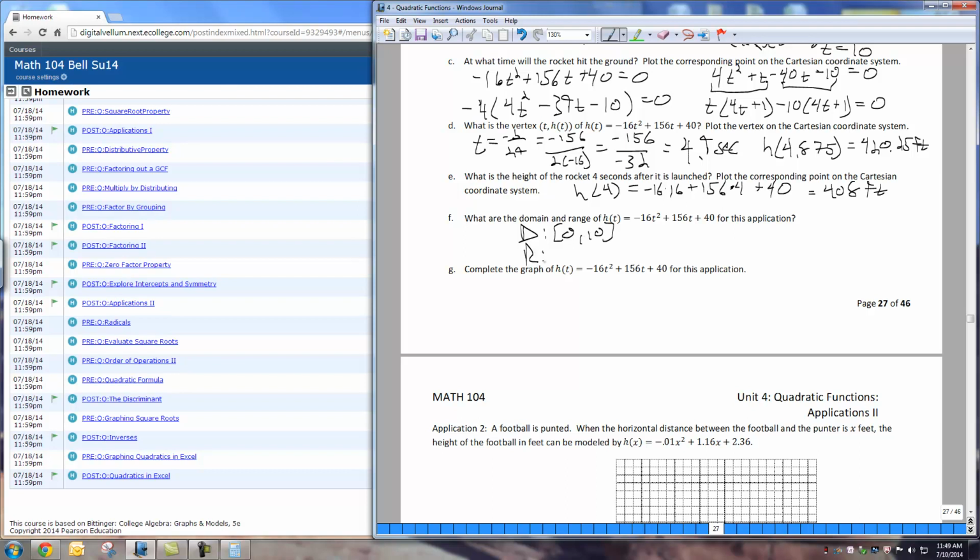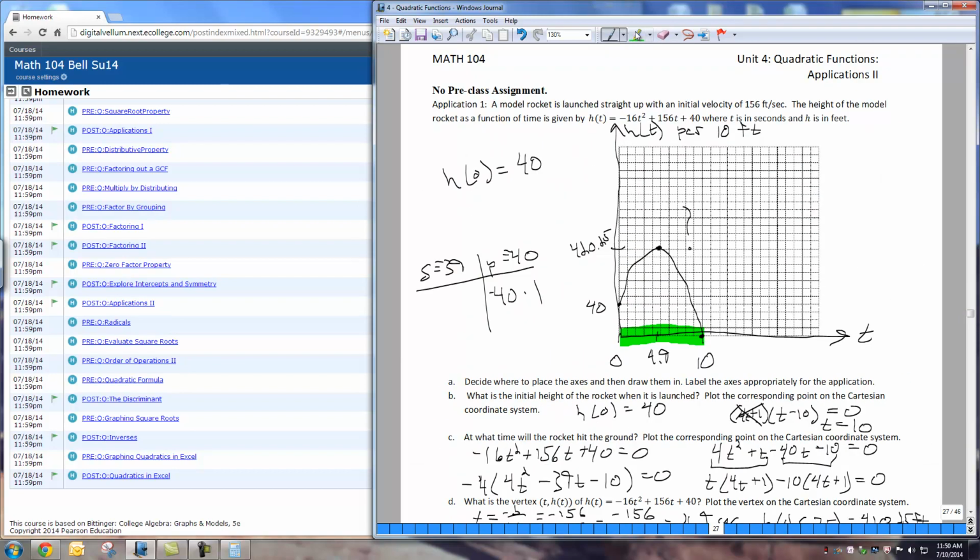Our range, well, we know our minimum value it attains is 0, and our maximum value is 420.25. Oh, with a bracket, not with a parenthesis. Because if you come back to our graph, the range, even though this point only starts at 40, the smallest it gets is over there when it hits the ground. So our range goes from here all the way up to the maximum value. So our domain is 0 to 10, our range is 0 to 420.25.